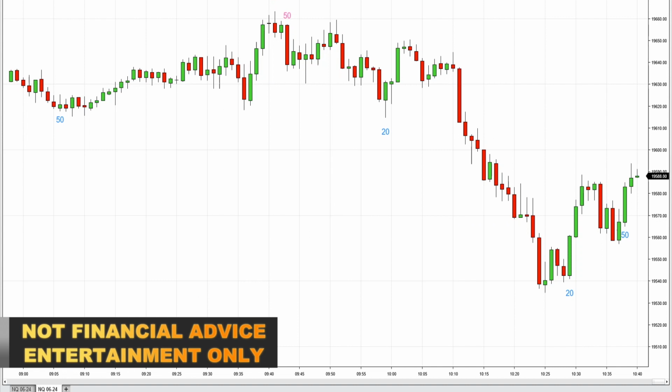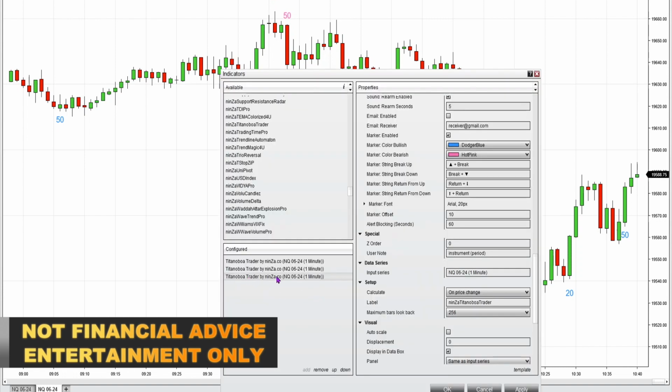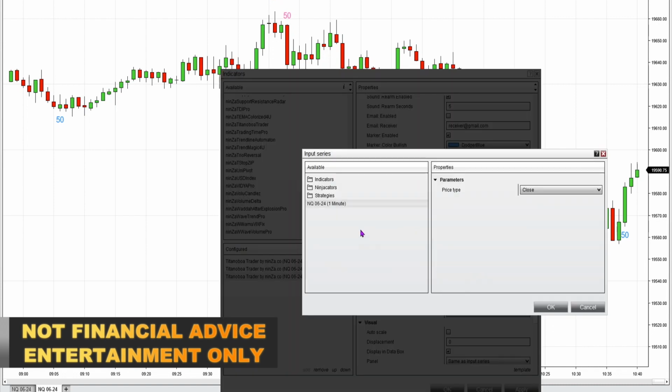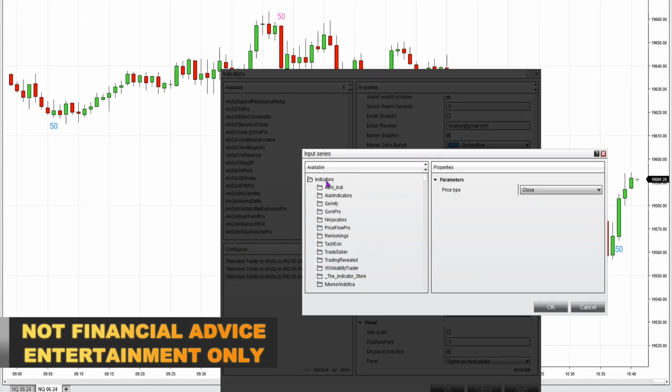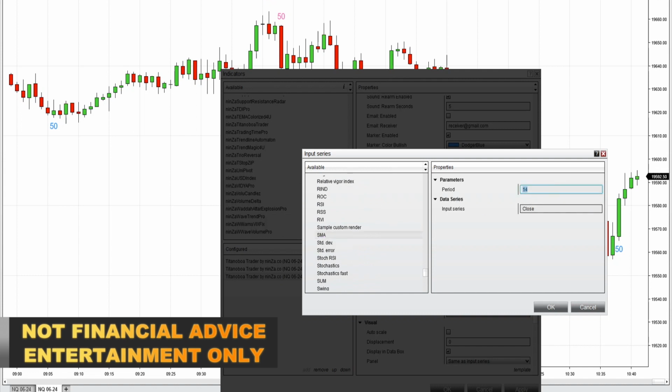I was playing around with the older chart template and I was reminded of one of my favorite settings for the Titanoboa Trader. What the Titanoboa Trader does is you choose an input series. You can choose any kind of line: VWAP, pivot point, any kind of moving average, any line that prints on your chart. My two favorite ways to use it are with the 20 period SMA and also the 50 period SMA.